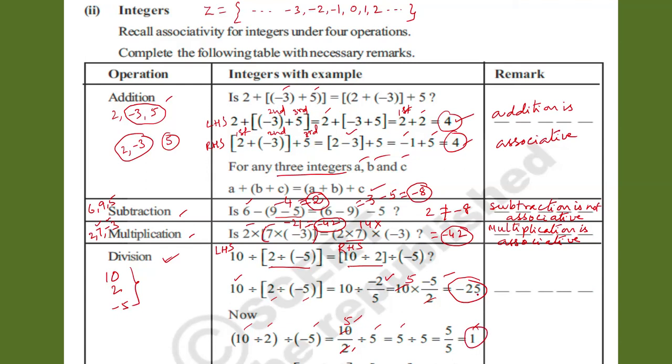What is your observation? In the first instance, we got minus 25. In the second instance, we got only 1. Hence, we can say division is not associative.